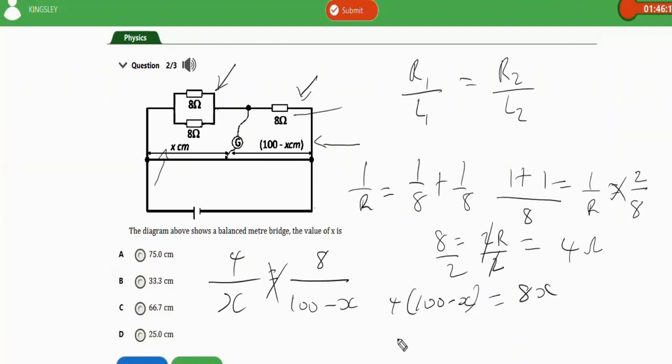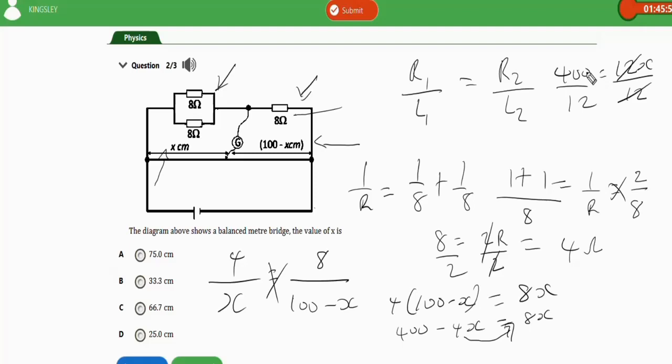When you break it down, you're going to have 400 minus 4x equals 8x. Remember, I want to make x the subject of the formula, so like terms will cross over the equality sign and change to positive. So you're going to have 400 equals 8x plus 4x, which is 12x. Divide both sides by 12.